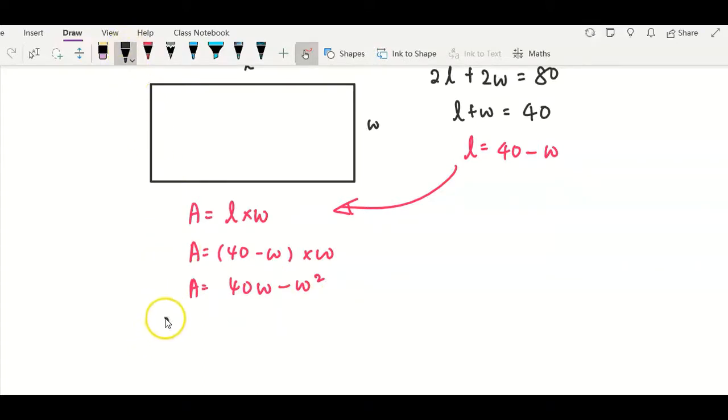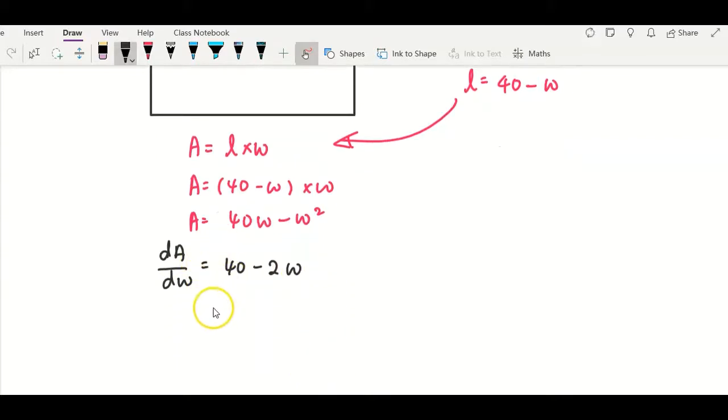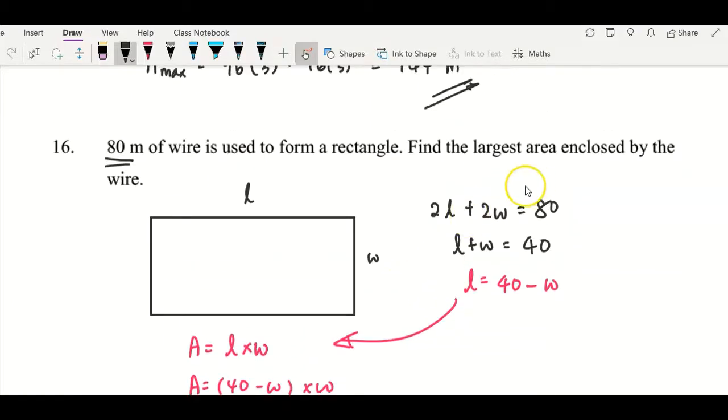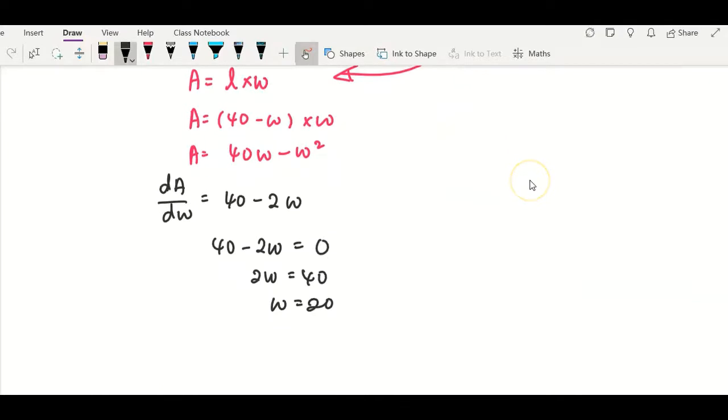Now I need to get the largest A. I need to find dA/dW. The dA/dW is 40 - 2W. Then I will make dA/dW equal to 0 in order to solve for W, which will make A maximum. So 2W = 40, W = 20. I'm not sure that W = 20 will make A maximum, so I need to check with the second derivative. To get d²A/dW², you get -2.